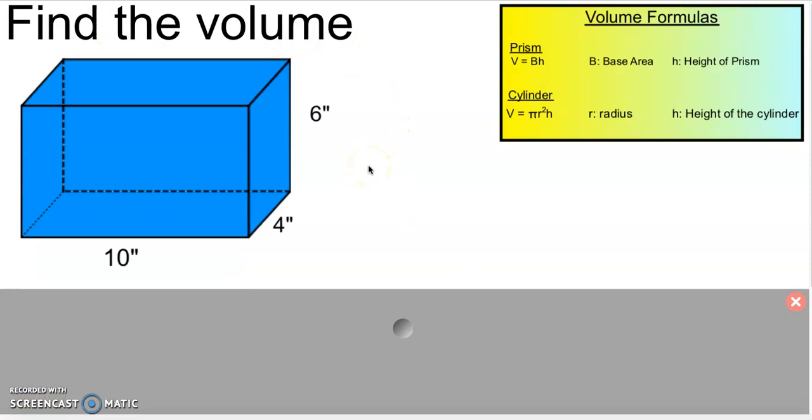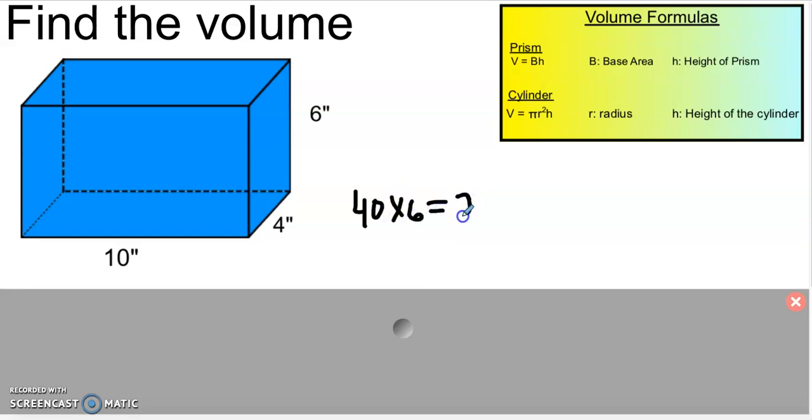All right, let's try to find the volume of this particular figure. So again, we want to find the area of the base. The area of the base here is going to be 10 times 4, which is going to be 40. And then my height is going to be 6. So I'm going to take 40 times 6 and get 240.